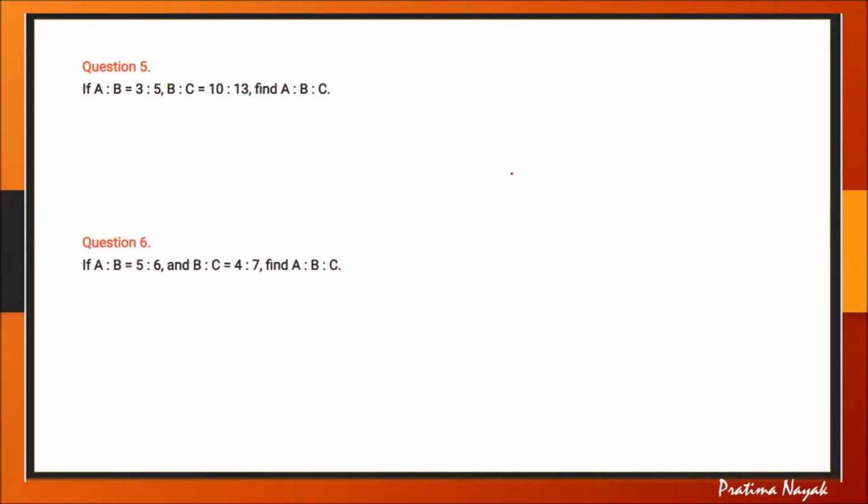Now I am writing using a short method. Shortcut trick, what is it? You write A is to B is equal to 3 is to 5 and B is to C is equal to 5 is to, how much? 10. 10 is to 30.